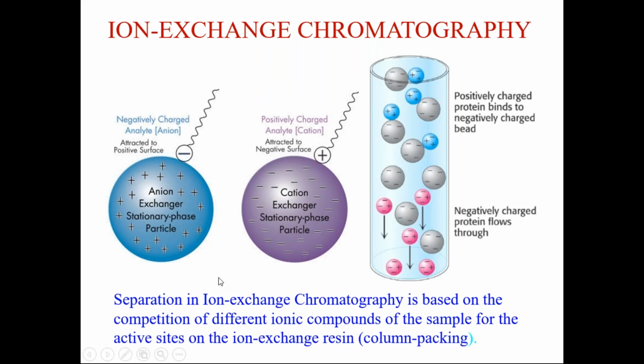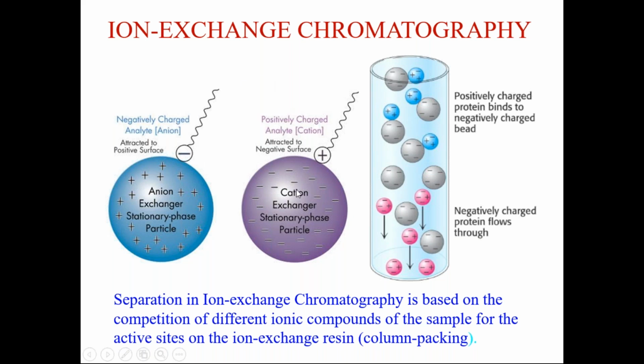So here the separation based on charge is a competition of different ionic compounds for the stationary phase. The stationary phase can either be positively charged, called an anion exchanger, or it could be negatively charged, known as a cation exchanger. So if the analyte is negatively charged, it will bind very strongly to the anion exchanger and elute very late. If it is positively charged, it will not bind because it will be repelled.